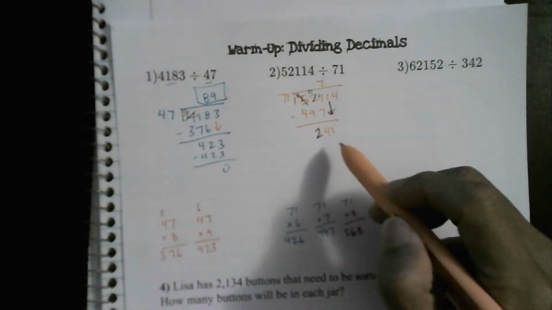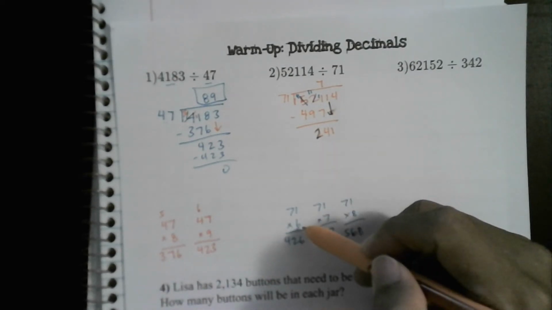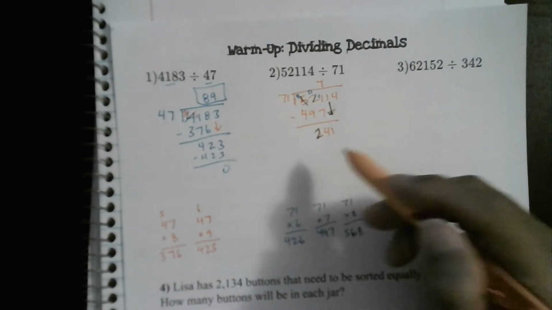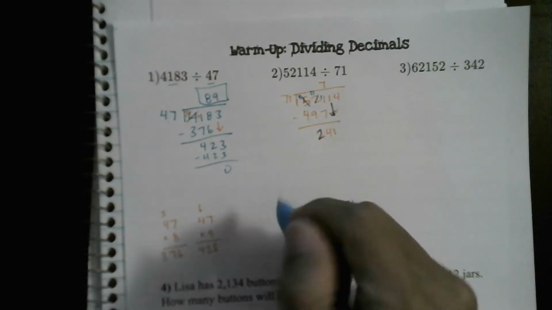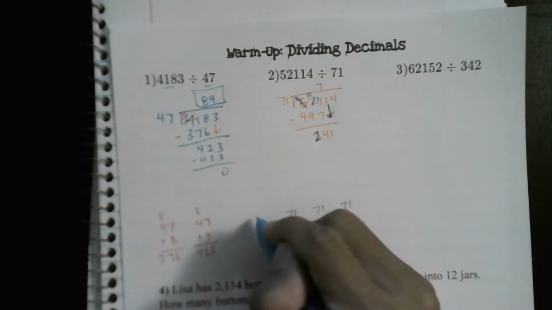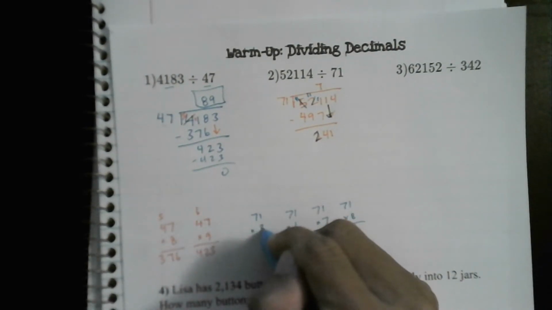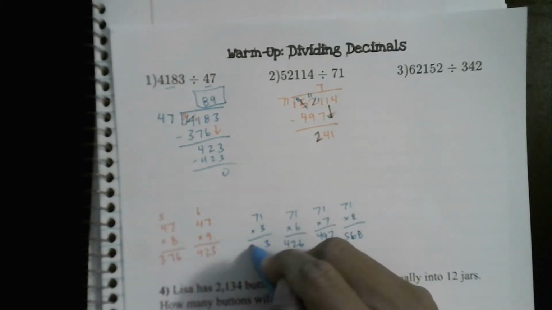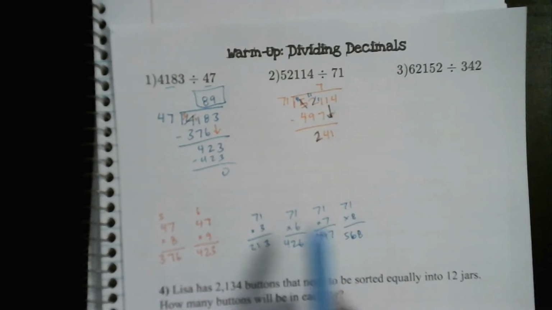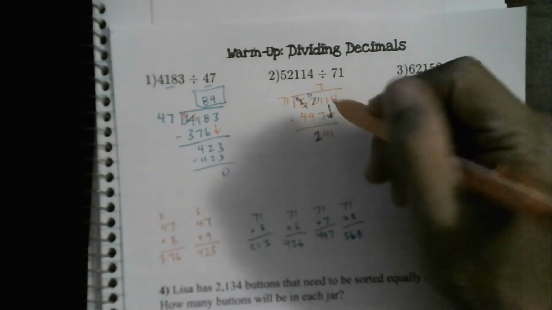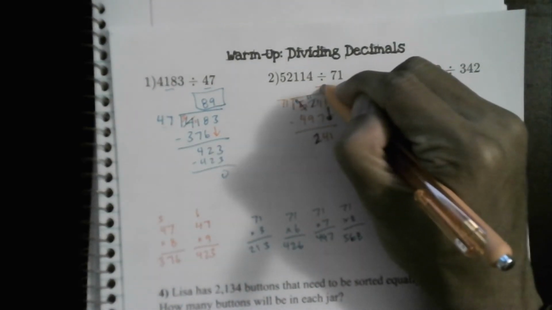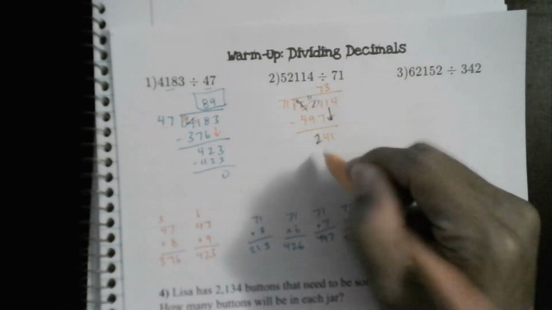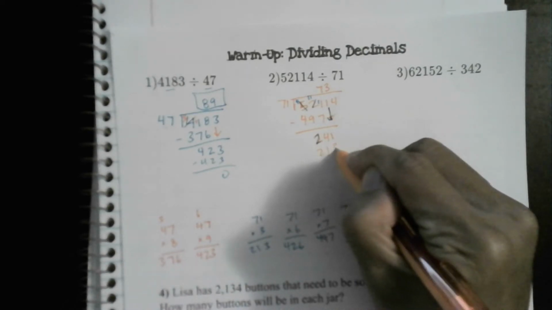How many times does 71 go into 241? Well, it's less than 6. I'm thinking maybe it's 3. So let's do some side work. 71 times 3. 3 times 1 is 3. 3 times 7 is 21. 213. That's pretty darn close. If I added 71 to that, it'd definitely go over 241. So let's put 3 over there. 71 times 3 is 213, as we figured out.